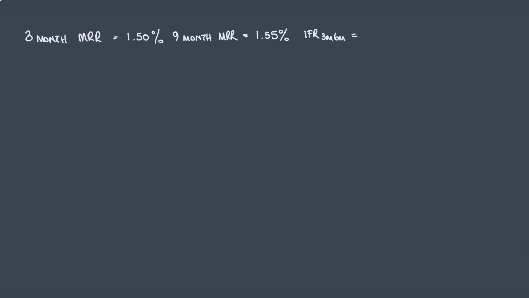What have we got here? Scenario. 3-month MRR is 1.5%. We've got a 9-month at 1.55. We're looking for the implied forward rate for a 3-month, 6-month. What does that mean? Here is the timeline. Never fear the timeline. From 0 to 3 to 9.